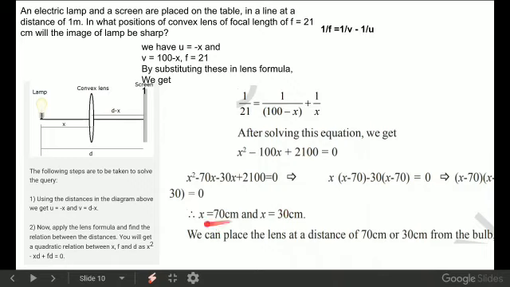Okay, so here we can place the lens at a 70 centimeter distance or 30 centimeter distance from the lamp to get a clear and sharp image on the screen of the lamp.